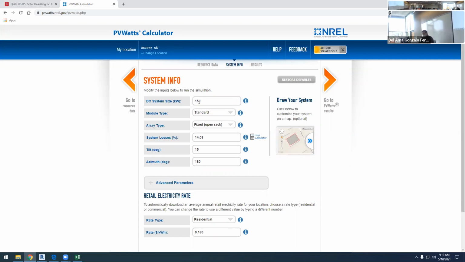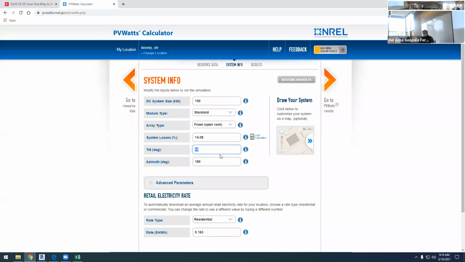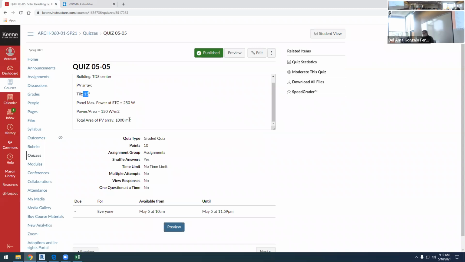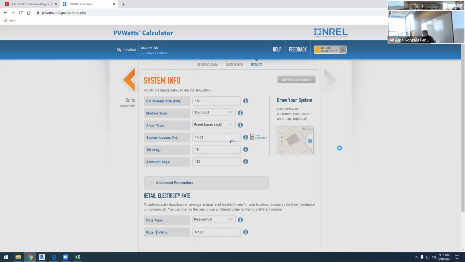Okay, so this is the first thing. If this is wrong, then everything is wrong. The tilt, you only have to read the angle of the tilt. But for the DC size, you have to do this calculation. So I will give you data about the panel and about the area that we have in our building, and then you have to calculate the DC system size. Once we have this, we can go to the results.